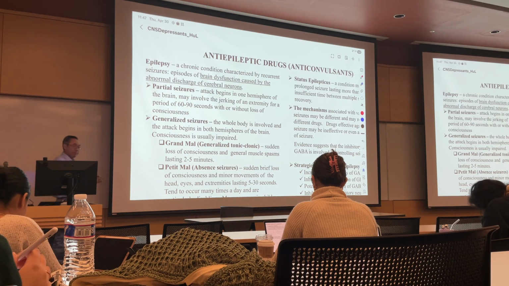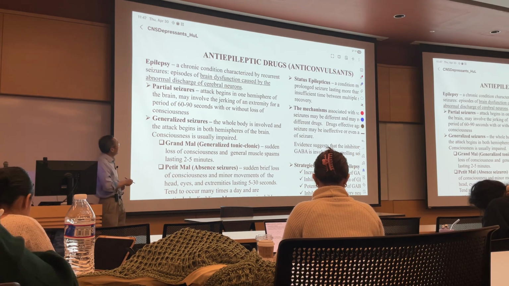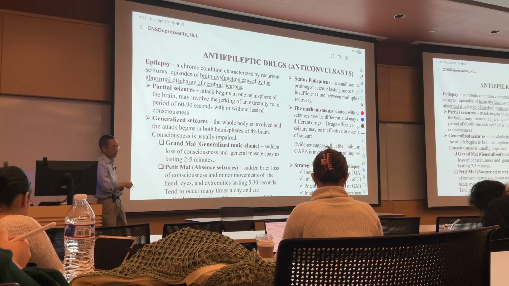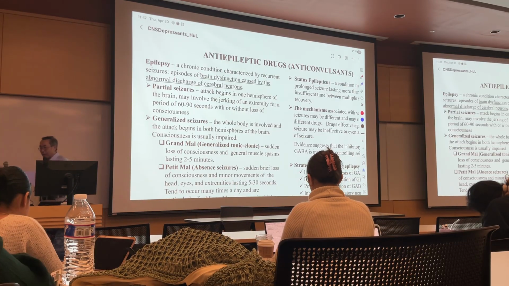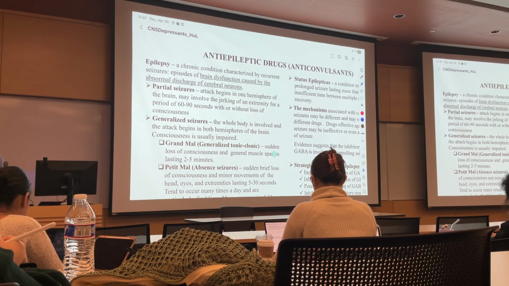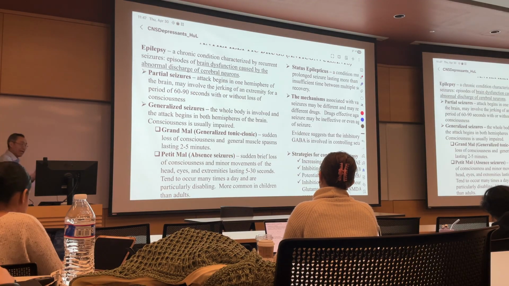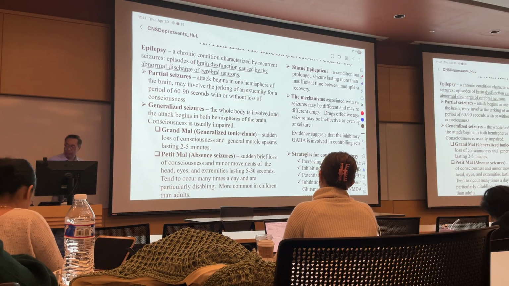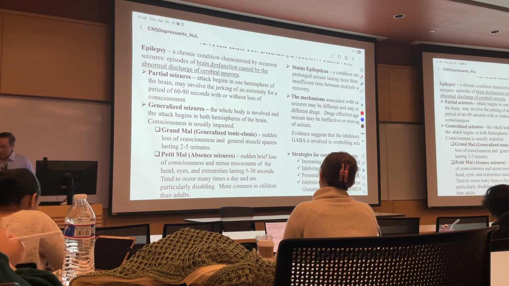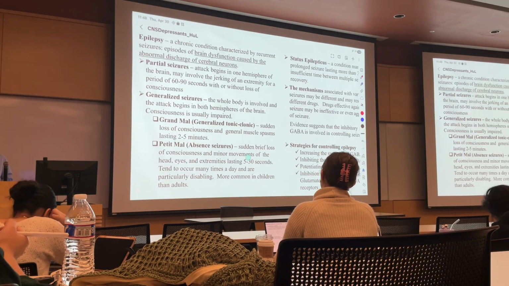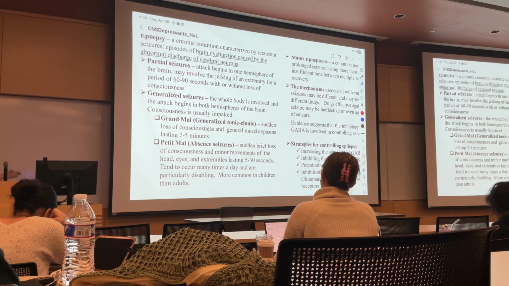So what is epilepsy? Right? Epilepsy basically is a chronic condition that's characterized by recurrent seizures. What are seizures? Seizures are basically episodes of dysfunction in the central nervous system in the patient's brain, and that can cause abnormal discharge of cerebral neurons.